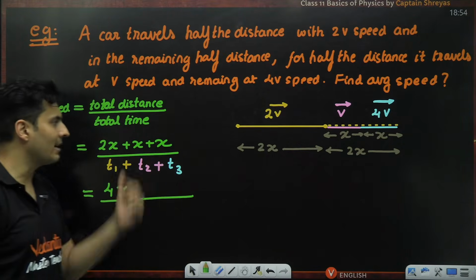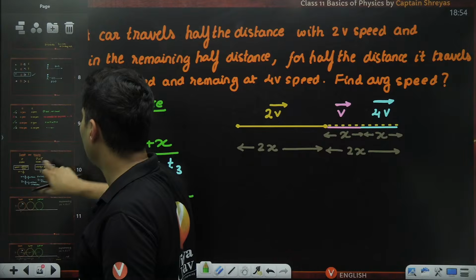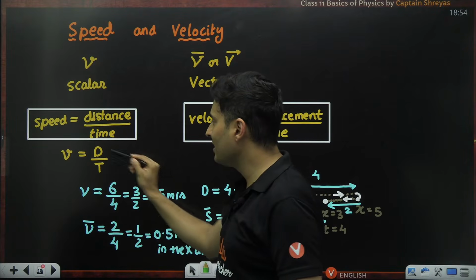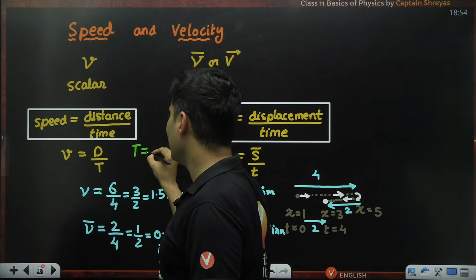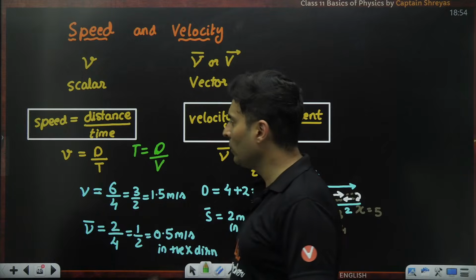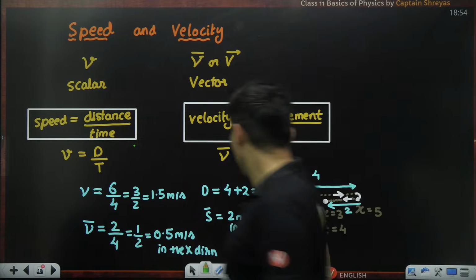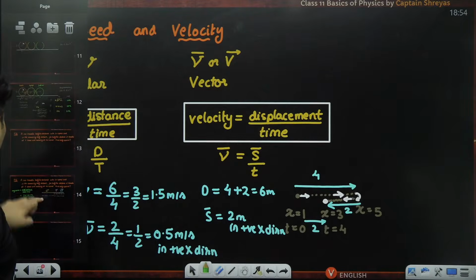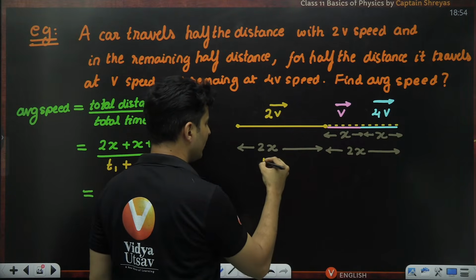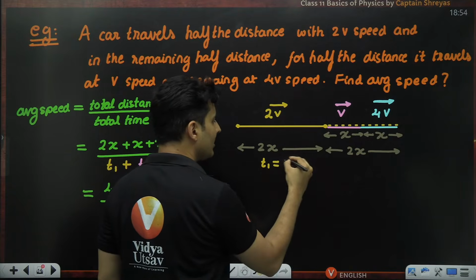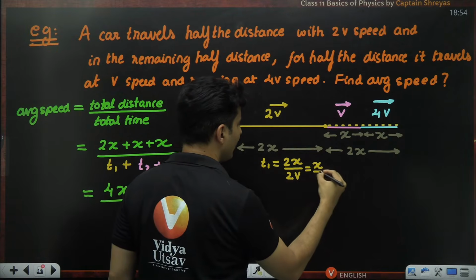Now, what are these times? Can we use some logic? Maybe. I just gave you the formula for distance, speed, and time. Speed is distance by time. So, what will time be? Time will be distance by speed, yes or no? If you take time on the top, speed will come over here. So, time will be distance by speed, yes or no? So, let's use that concept now. So, if you go from here to here, the time taken will be the distance, which is 2x, divided by the speed, which is 2v, which is basically x by v.